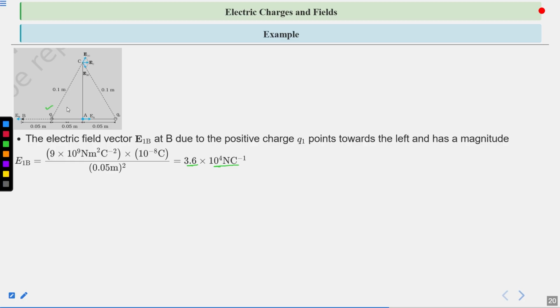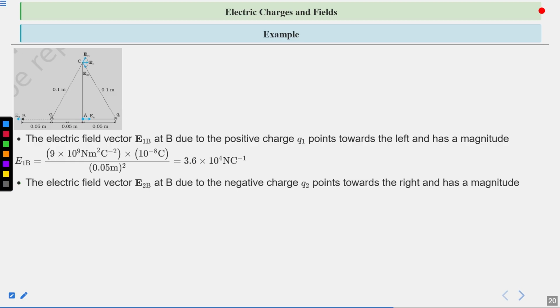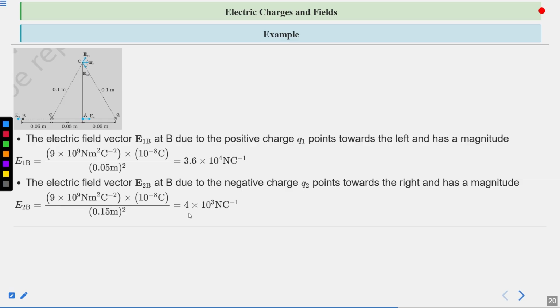So here Q1 and Q2 depend on their signs, positive or negative. The magnitude is the same, but direction depends on the signs of the charges. So electric field vector E2B at B due to negative charge Q2 points towards right and has magnitude E2B equal to 4 into 10 raised to the power 3 Newton per coulomb.